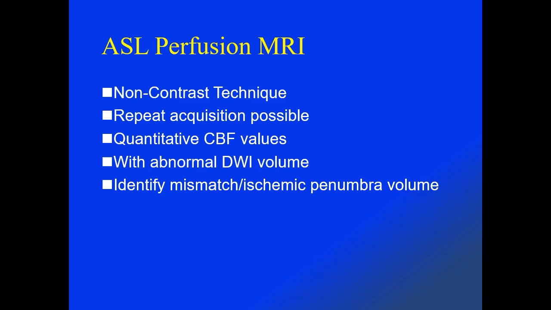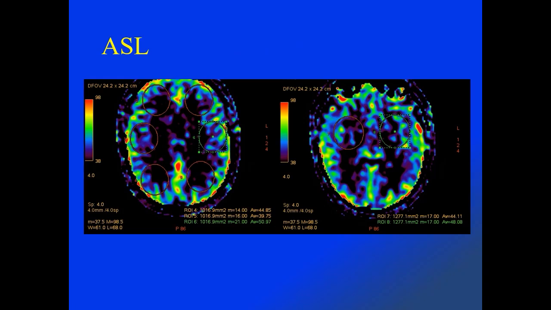Perfusion MRI using the ASL technique is a non-contrast procedure which allows for repeat acquisition if needed. It generates quantitative CBF values, which, with abnormal DWI volume, can be used to identify presence of mismatch and estimation of ischemic penumbra volume. This slide demonstrates color ASL perfusion CBF images demonstrating symmetric cerebral perfusion.